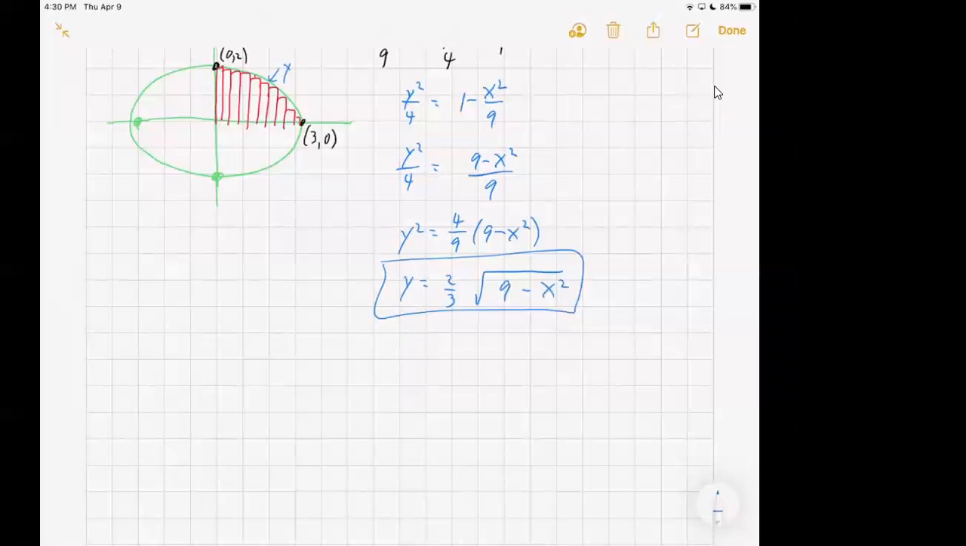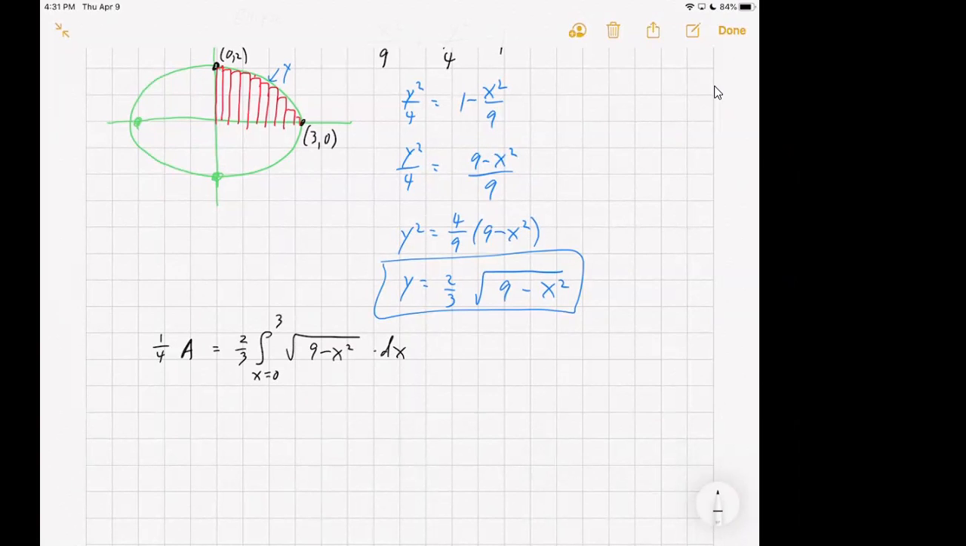So now we want to find the area of this. We could say that a quarter of the area of the ellipse is equal to the integral from x equals 0 up to x equals 3 of the equation we just found. So we'll put the 2/3 in front, and then we have the square root of 9 minus x squared with respect to x.